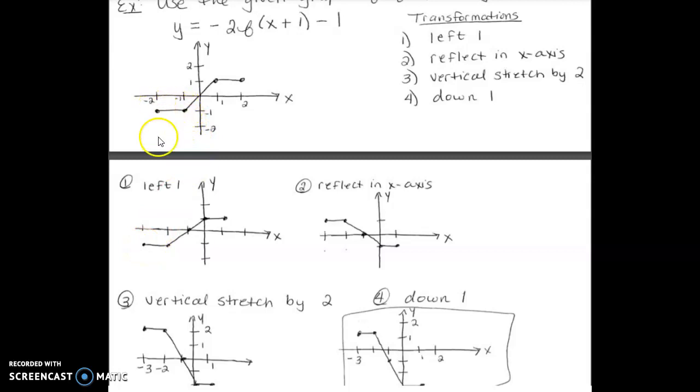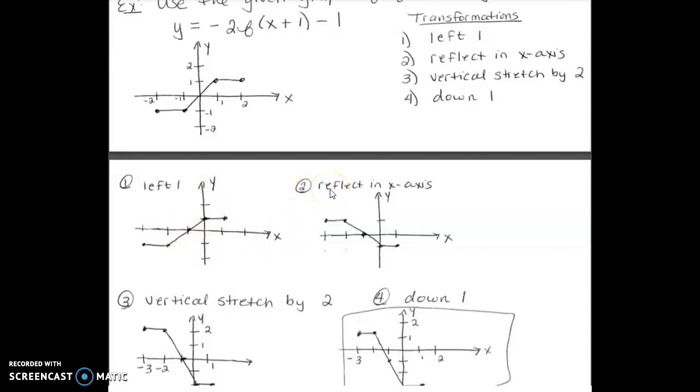This one's going to go left 1 and land at -2 right here. The origin is going to move left 1 and land here at -1. This point moves left 1 and lands at x equals 0, y equals 1, and then this point moves left 1 and lands at the 1, 1. So that's what we get if we shifted it left 1.